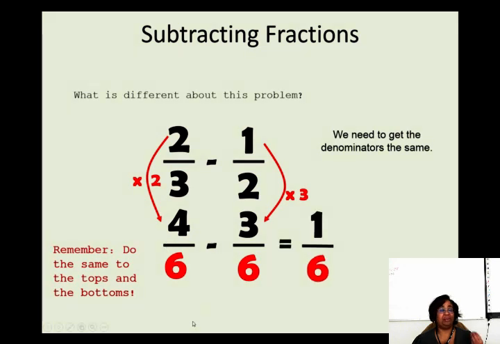So you have to remember that once you get your LCD, you need to raise the fractions to the LCD by multiplying both the numerator and denominator by the same factor. And then once you get the equivalent fraction, then you can subtract.